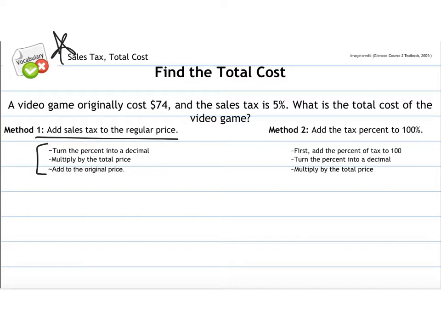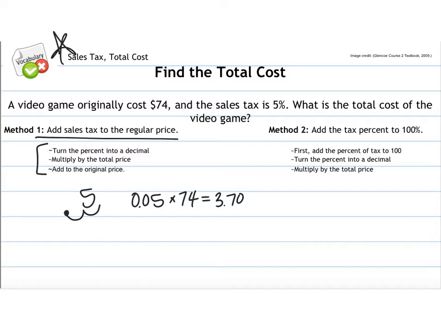So the first step is to turn the percent into a decimal. So 5%, move the decimal 2 spots to the left. And then you're going to multiply that decimal by the total or the original cost. So you're going to multiply that by 74. So 0.05 times 74 is $3.70. So that means there's $3.70 of tax.